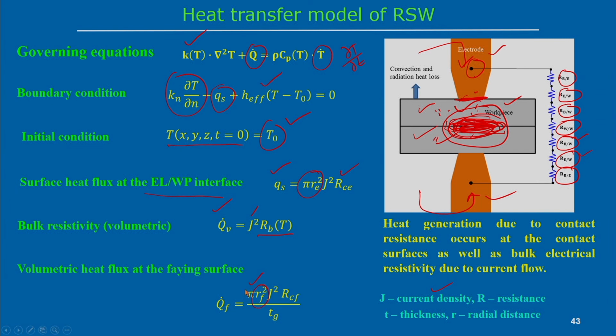R effective is the effective radius, and R_CF is the contact resistance at this particular point, and Tg is, I think, the thickness of the material, or maybe I can say Tg is the thickness of the layer over which the heat is released, T is the thickness. So, in this resistance spot welding process we can incorporate both the volumetric heat as well as the surface heat flux into the domain. One surface heat flux is there between these two, and bulk volumetric heat flux will be there because of the bulk resistivity. So, this is the representation of the heat source.